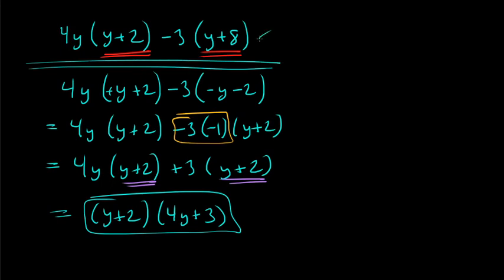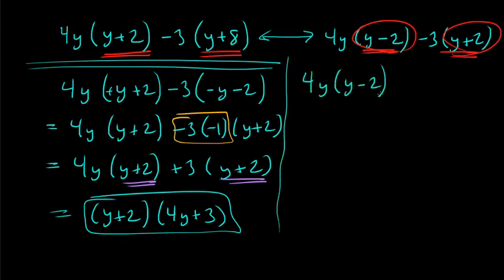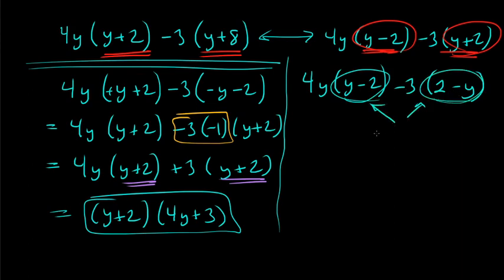But again, that doesn't work when the two factors are different or when they just have different signs. So if one is y minus 2 and the other is y plus 2, same issue as here. They're not the same and they're not opposites. If they were opposites, you might see this: if you have y minus 2 and 2 minus y, those are opposites.